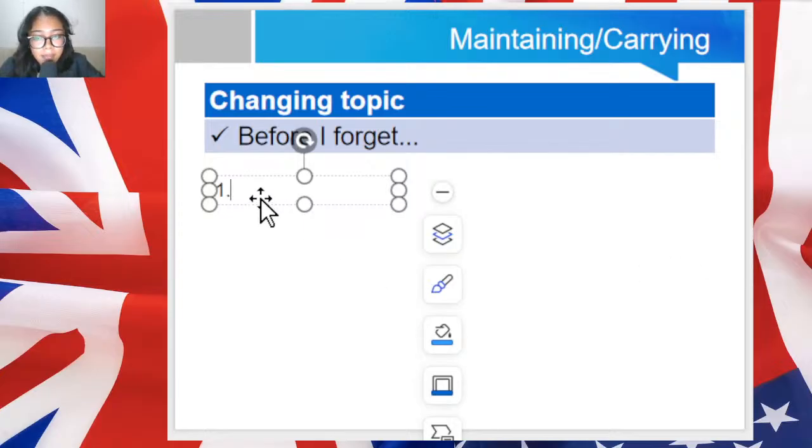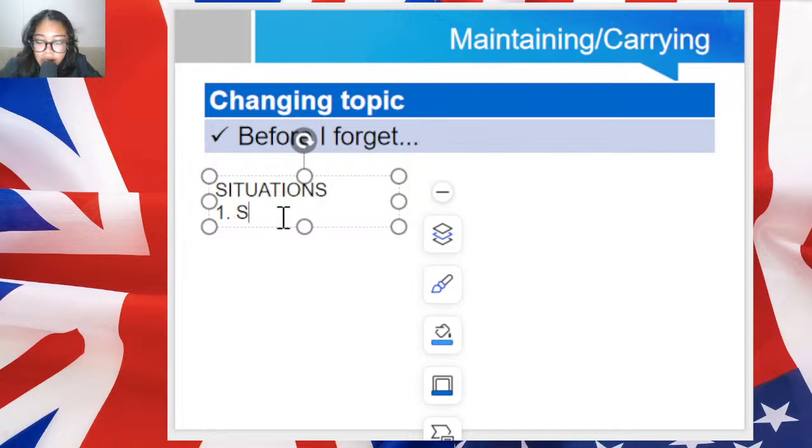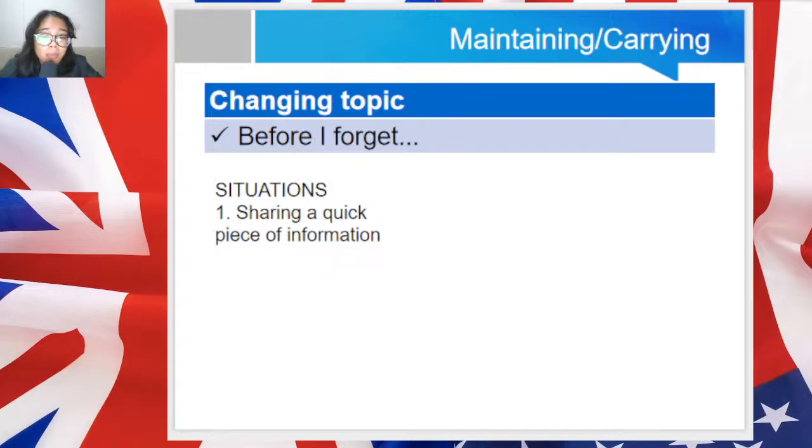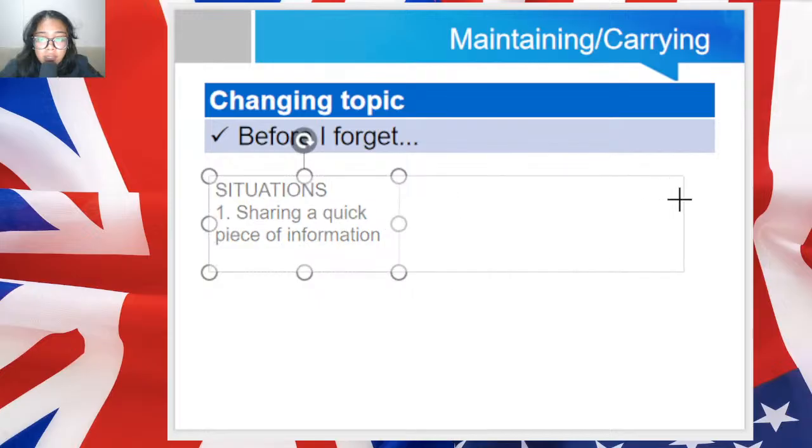Okay, let's look at some examples or situations, just like with other phrases, on how to use this phrase in different contexts or situations. First is sharing a quick piece of information. So here, this is a perfect use for the phrase "before I forget." You're having a conversation and then you remember a piece of information that the other person needs to know. It might not be directly related to the current topic, but it's important enough to be shared. Okay? Before I forget.